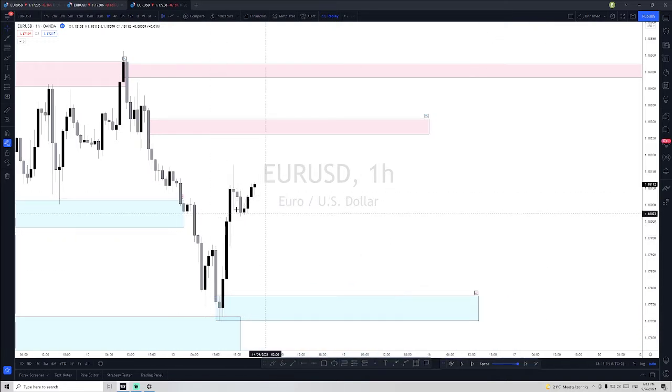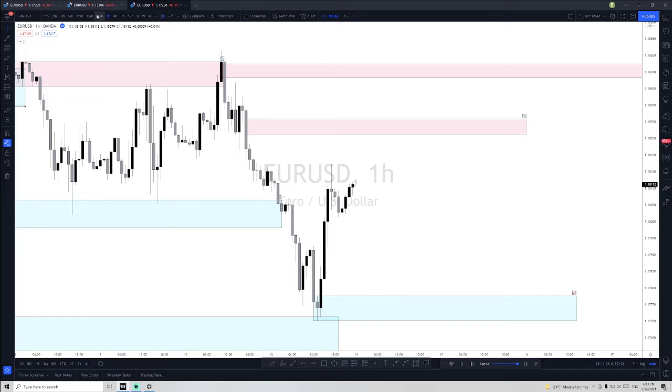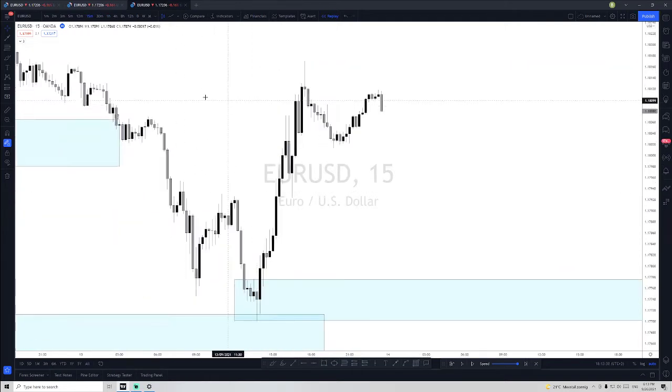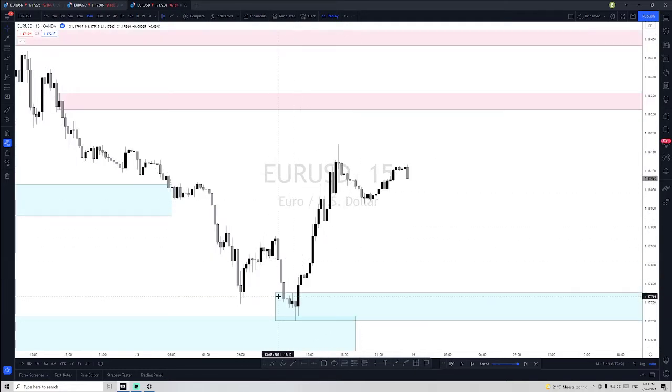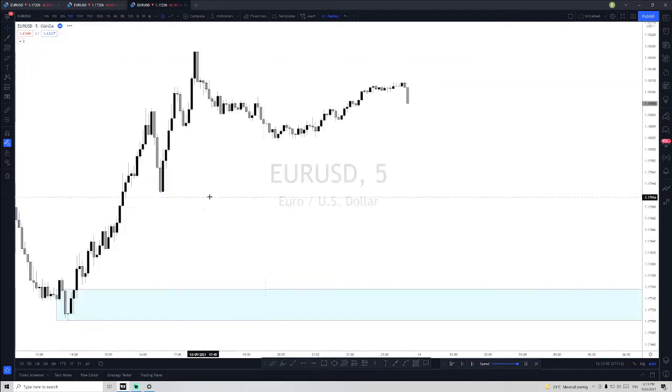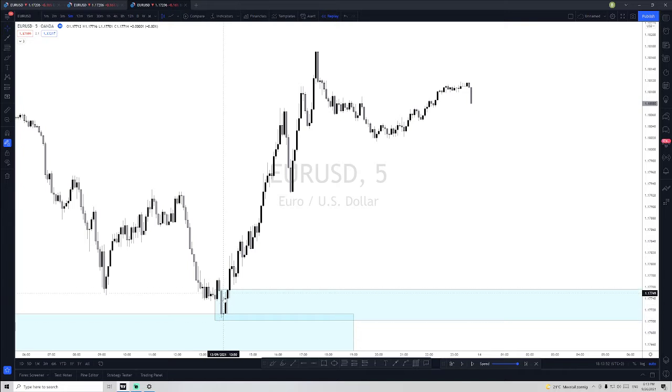So this is a point for me to monitor. Dropping down to the 15. This has been tested. This has been tested. Alright, not really that much interesting stuff going on anymore. We find this point. 5 minute. Yeah, that's fine.